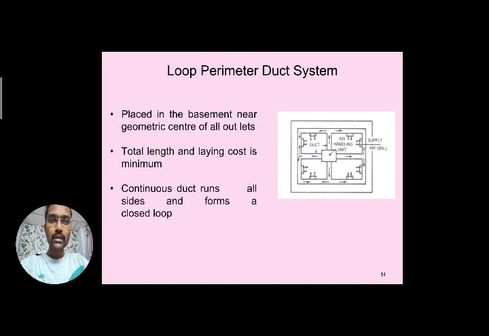So continuous duct runs on all sides and forms a closed loop. So there is a continuous distribution of air, you can see here, and it will form the shape of a closed loop. So at every time the continuous running of air can be seen here. You can see the directions of the air, how it is passing. Okay, so supply outlets close to the ceiling level.